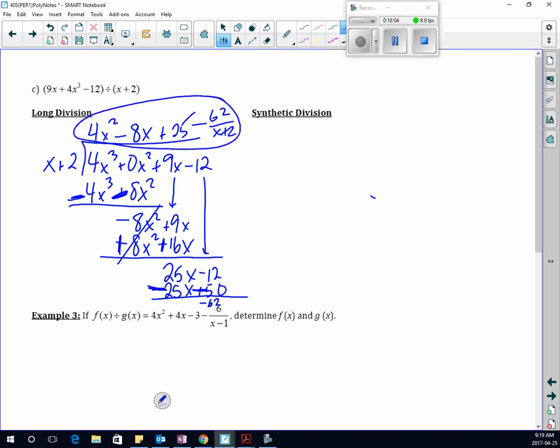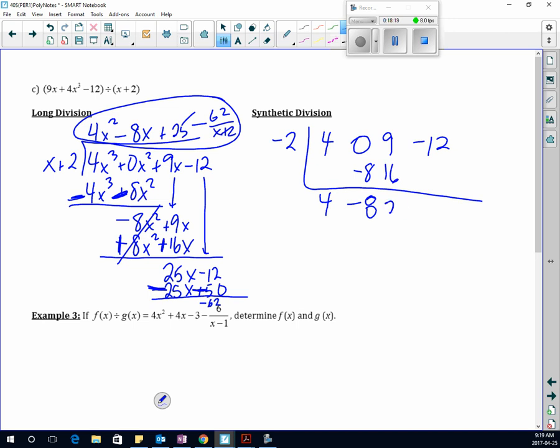Okay, synthetic again would be 4, 0, 9, minus 12. And that would be a minus 2. So 4, minus 8, minus 8, 16, 25, minus 50, minus 62. Same answer. 4x squared minus 8x plus 25 minus 62 over x plus 2.